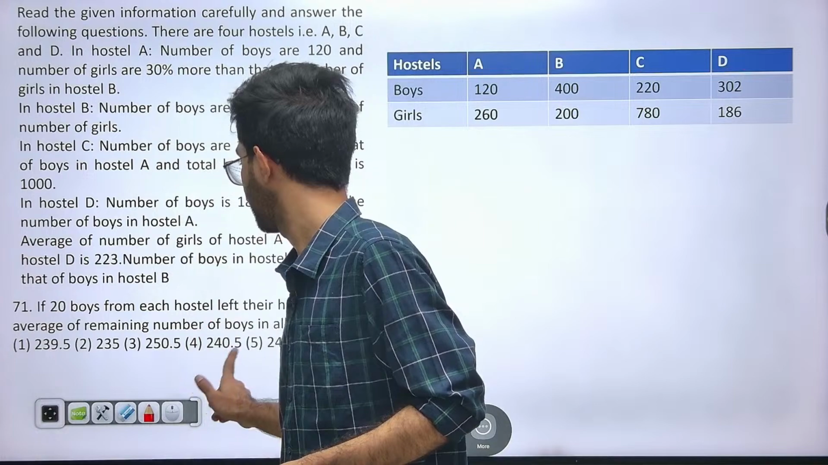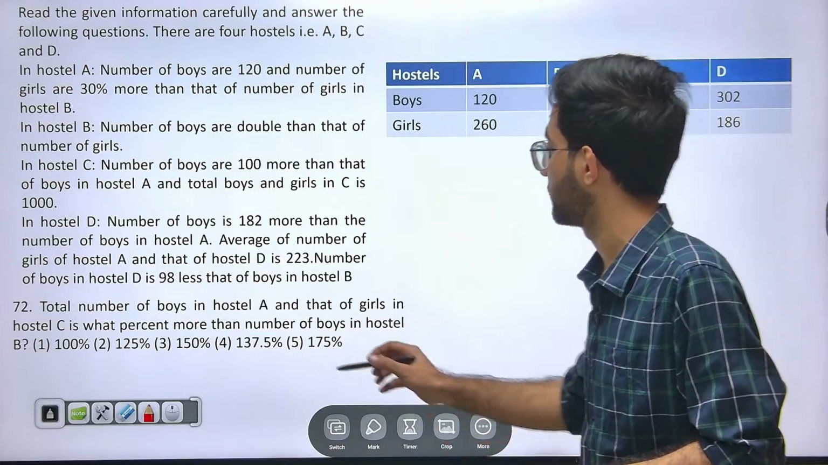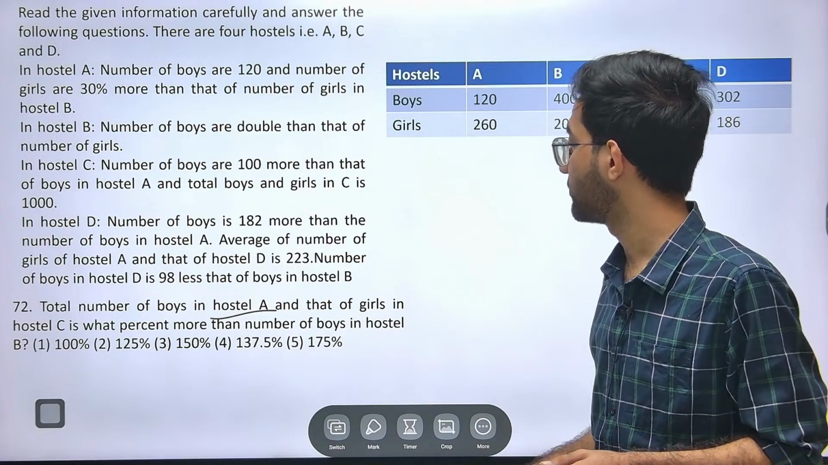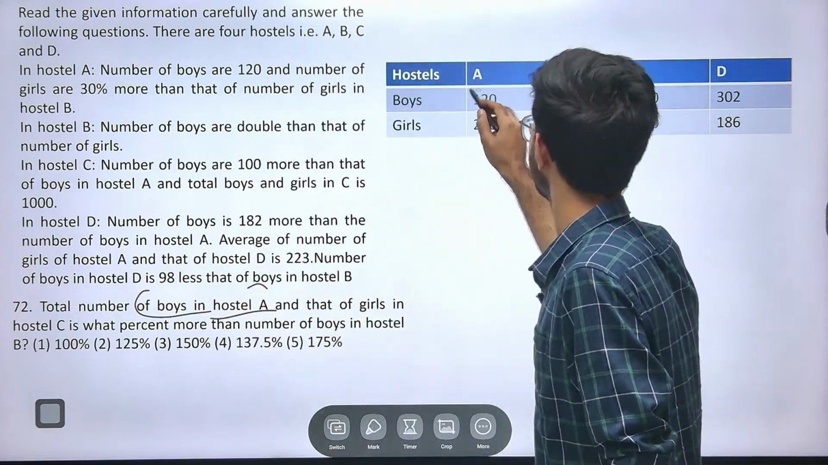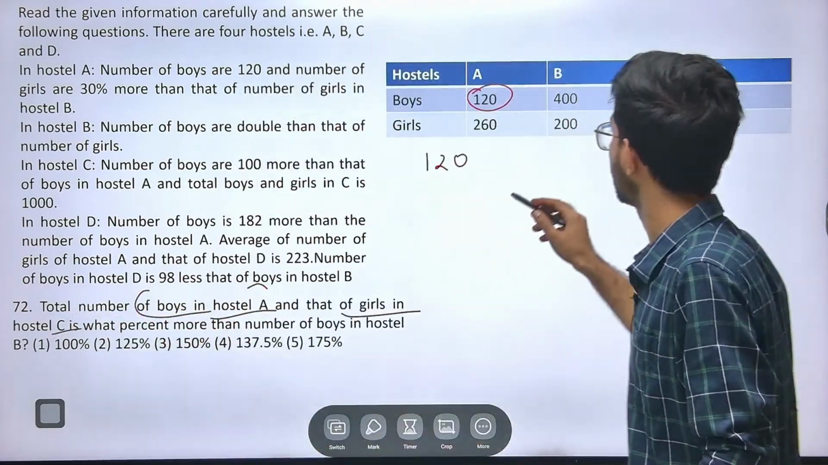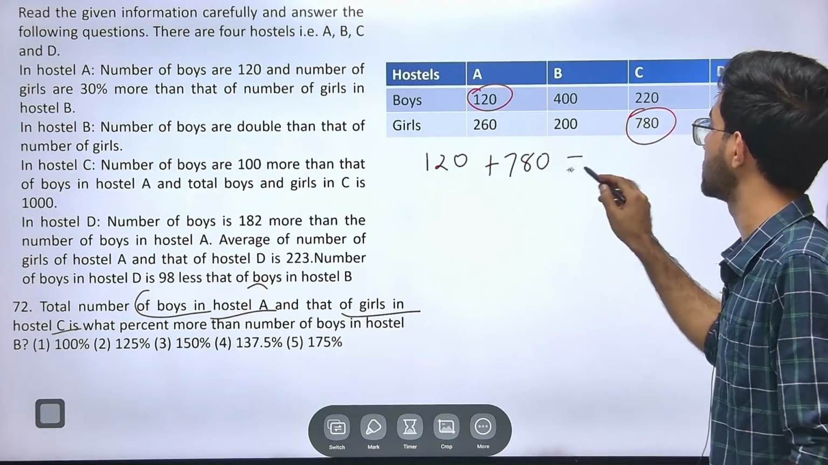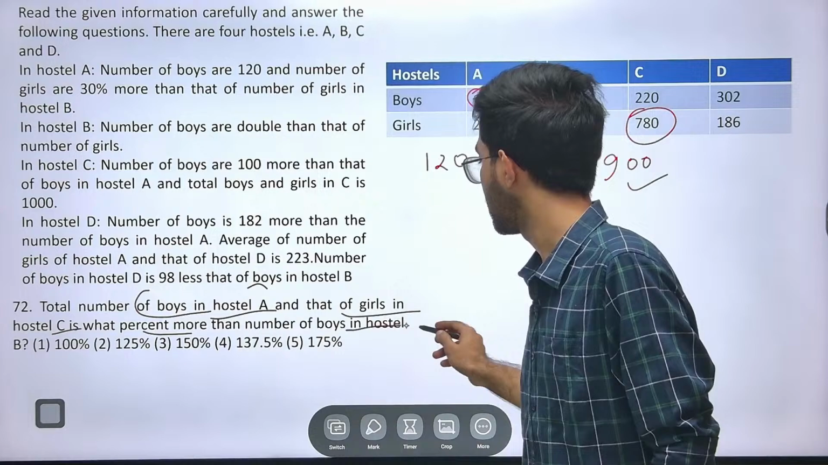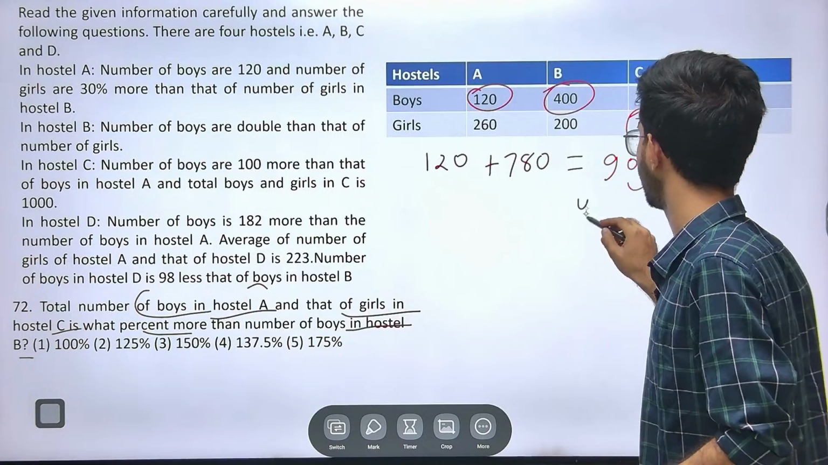Now the next question is, total number of boys in hostel A and that of girls in hostel C is what percent more than the number of boys in hostel B. Number of boys in hostel A, what is it? That is 120, and the number of girls in hostel C is what? 780. So basically 120 plus 780, this value is equal to 900, right? Now if you read further, is what percent more than the number of boys in hostel B? What is the number of boys in hostel B? That value is equal to 400.